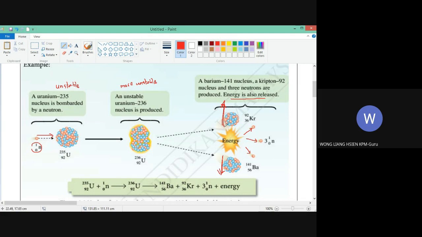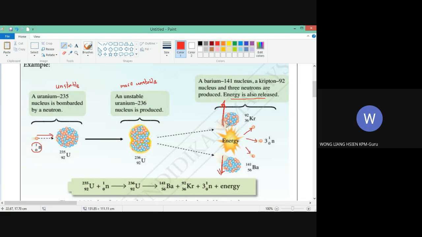That means the kinetic energy will spread. The kinetic energy of the krypton and barium will spread to other particles around it. And when the other particle gets more kinetic energy, it will also move and collide with more other particles, and the kinetic energy will be able to spread throughout the substance, throughout the object.